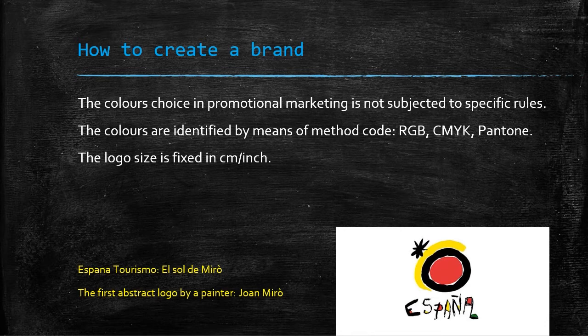Brown and its casual nuances recall handcraft and food production. Gray recalls the metal, therefore it inspires durability. Black and white are non-color. You can choose them if you want to be essential and minimalist. Black is mysterious and powerful. White is pure and good. The logo colors are identified in graphics production by means of method code, RGB, CMYK, Pantone. The logo size is fixed in cm/inch. One of the best-known tourism logos is the Sol of Miro, the first abstract logo applied to a destination brand.